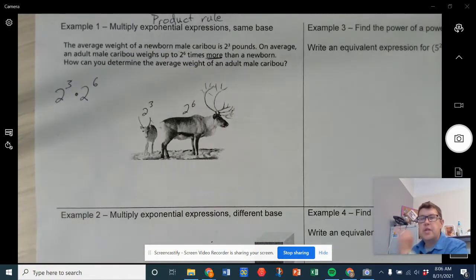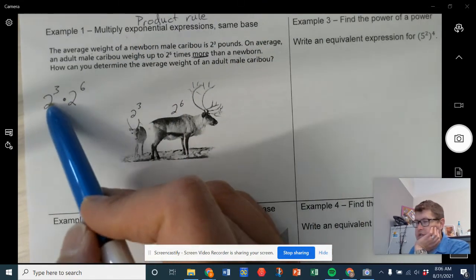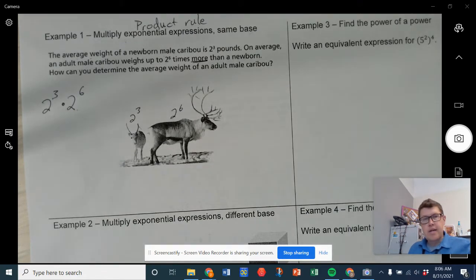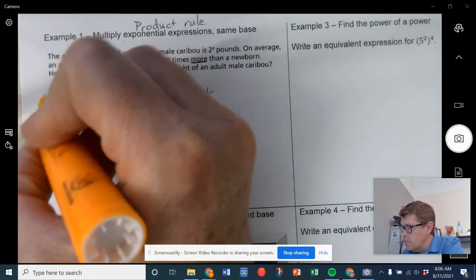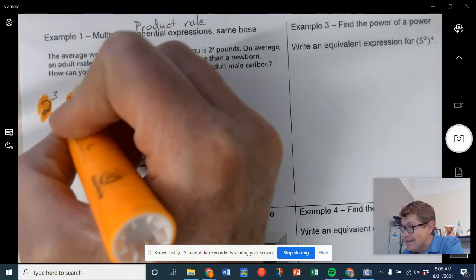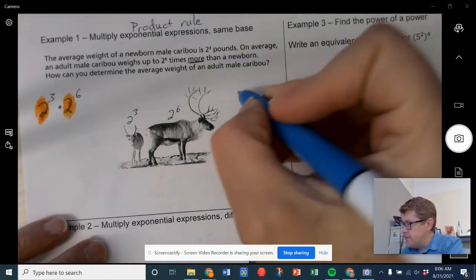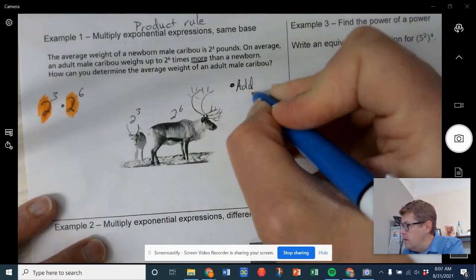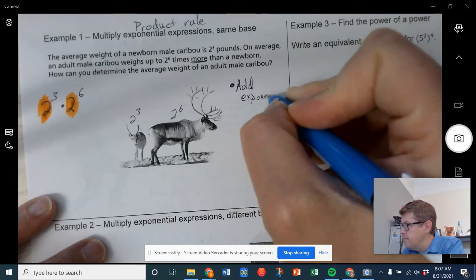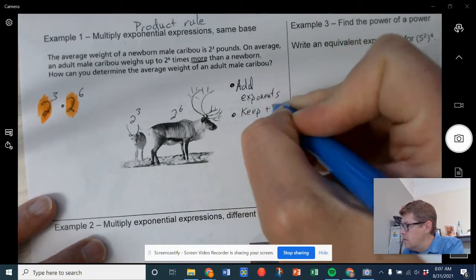And the idea here is when you are multiplying exponential expressions with the same base, right? They have the same base, that 2 and that 2, same base. So let me highlight that. When they have the same base and you're multiplying them together, all you do is add the exponents and keep the base. So I'm going to put a little bullet point right here. You add your exponents and you keep the base the same.